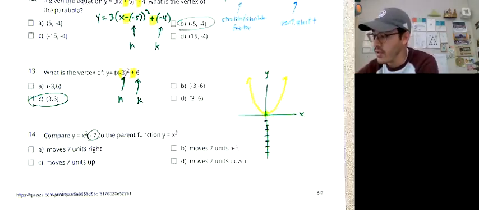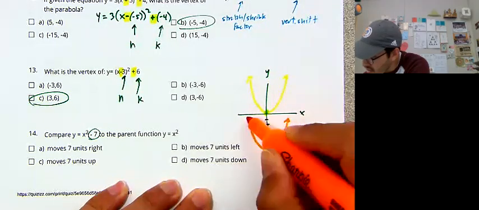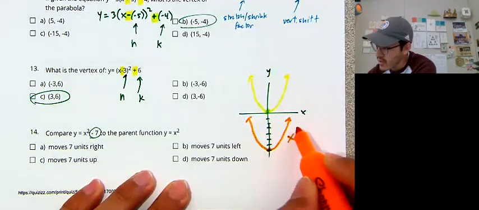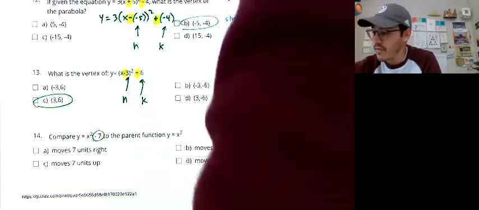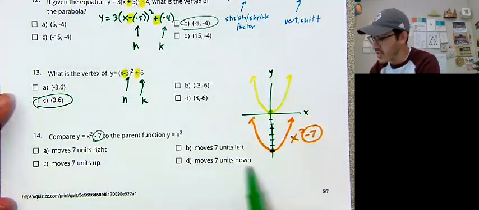Right, and I'll use another color here. Okay, so that's what the -7 is doing. It's shifting it down. So we need the answer choice that says down.